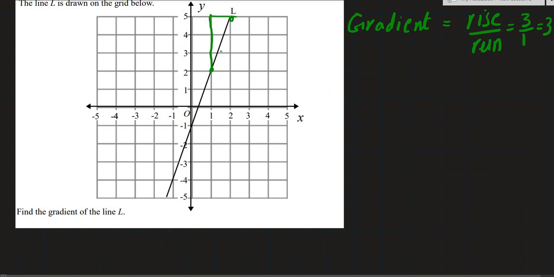So let's say we choose these 2 points. Let's find with the help of the formula, do we get the same answer? So I'm going to choose this point. So we're going to find the coordinates of these points.